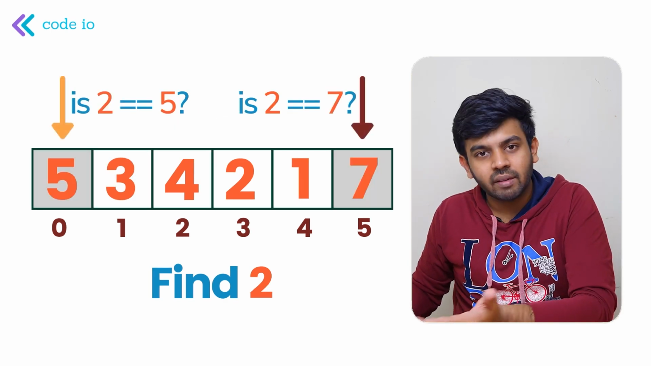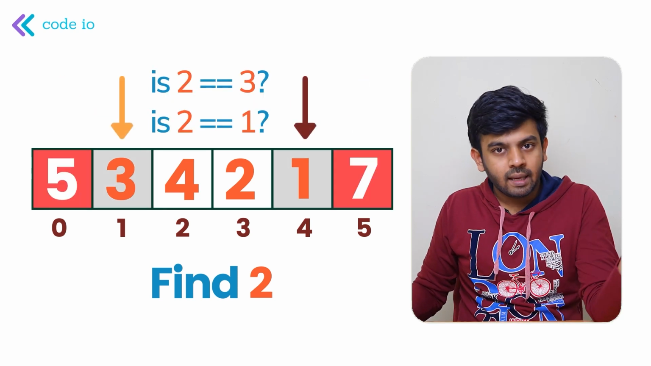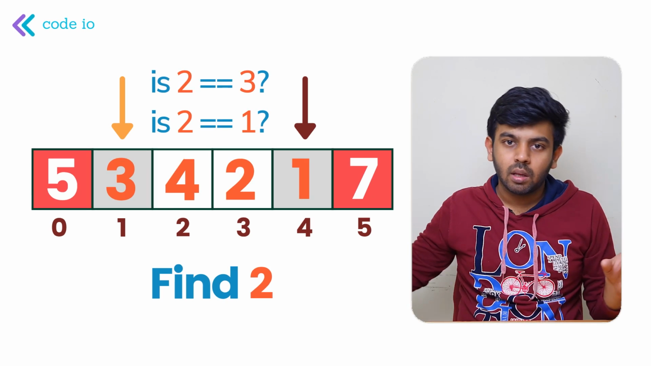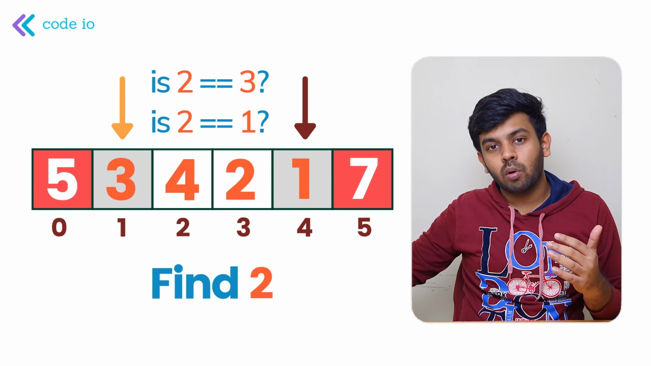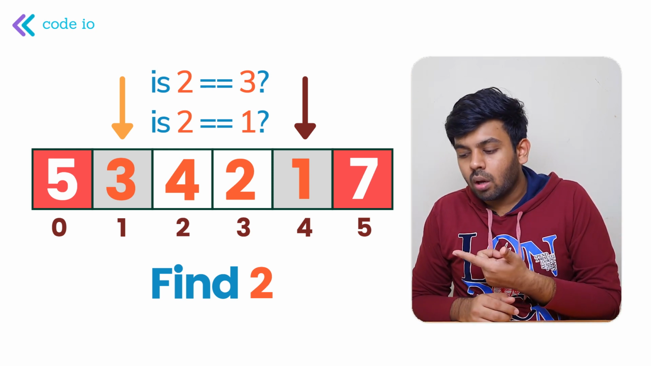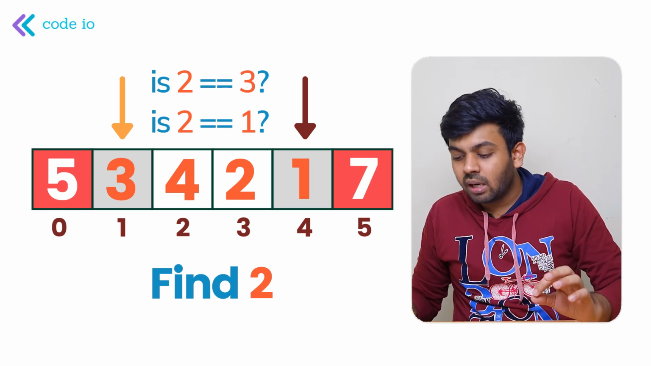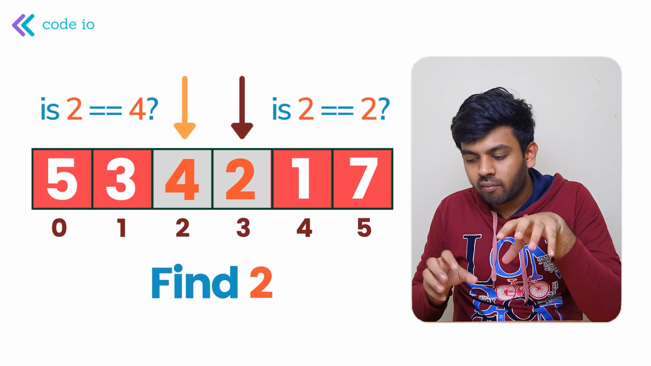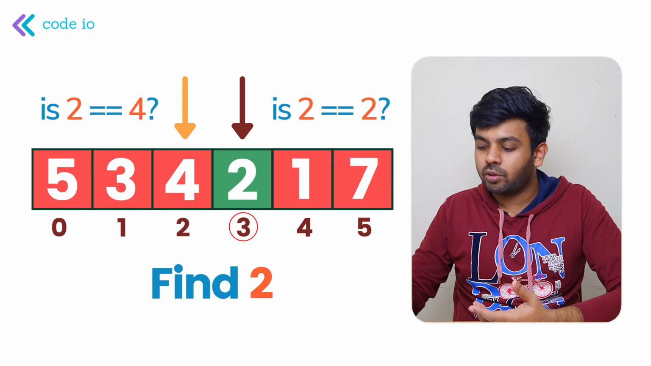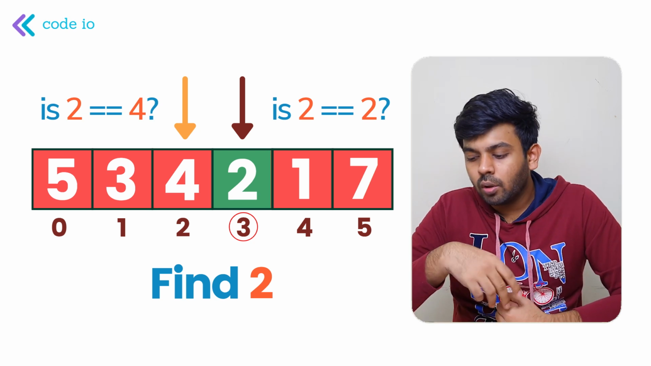So as you can see, 5 and 7, both of these are not 2. So we'll increment the i pointer, the one looking from the start, and we'll decrement the one looking at the last. Now we'll be looking at 3 and 1. Is 3 2? No. Is 1 2? No. So this condition fails as well. Now we'll move on to the next one, and we are at 4 and 2. Is 4 the value of 2? No. Is 2 the value of 2? Yes, of course. So in that case we have found 2, and that will be returned.